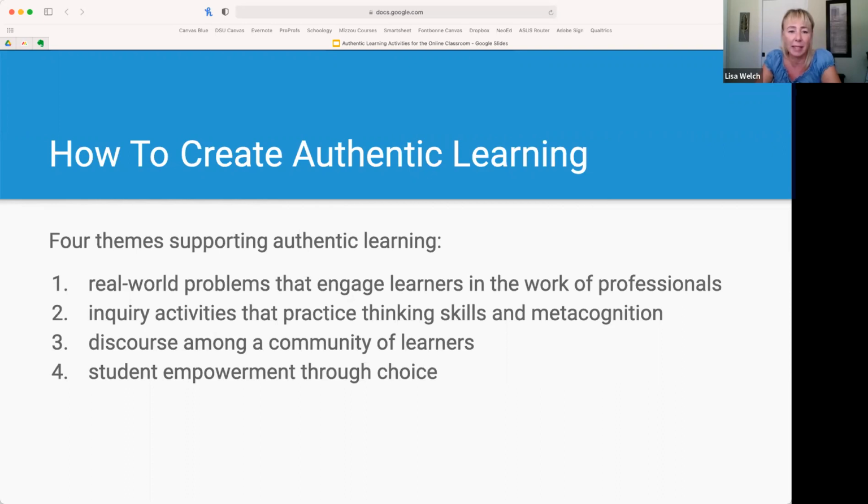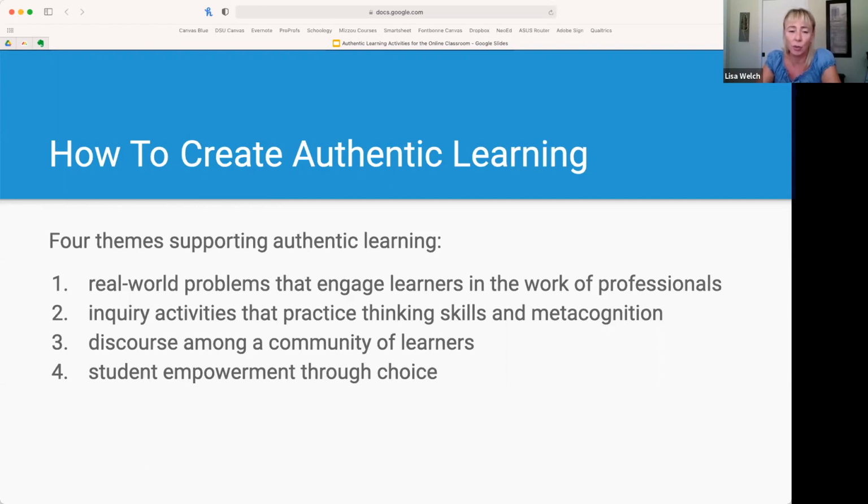And one of the big things is giving the students a choice. Marc mentioned that earlier in what he did earlier in his master's degree, and how choice is really important. So these are the 4 themes that really support. We need real world problems. We want activities that engage the students and practice their thinking skills, that can encourage them to speak to each other and also other people in professions where they want to be, and give them choice.